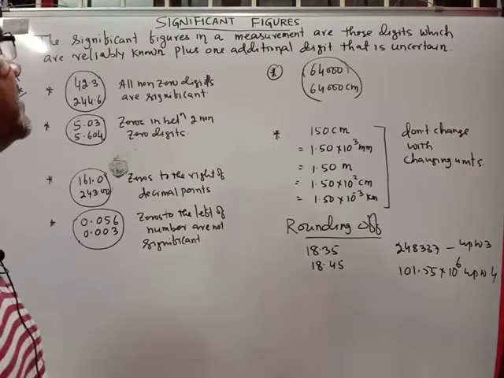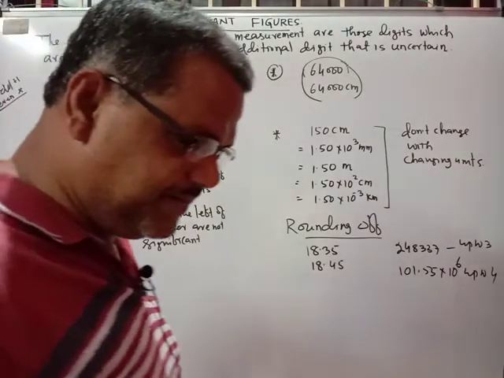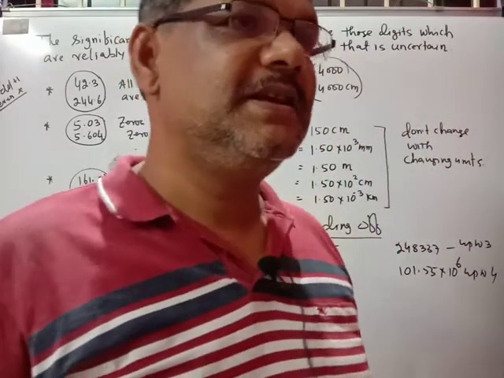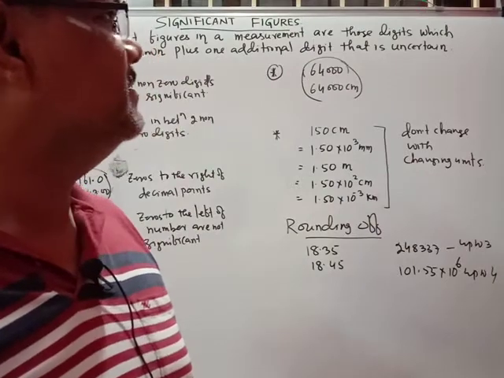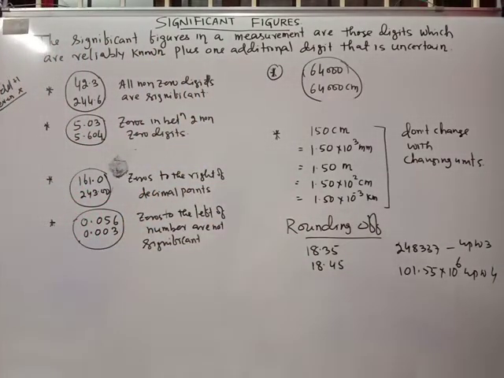Today we have to discuss significant figures. Significant figures, rounding off, and arithmetical operations with significant figures. This is the most important part before discussing error, and you must know what a significant figure is. What is the meaning of significant figure?